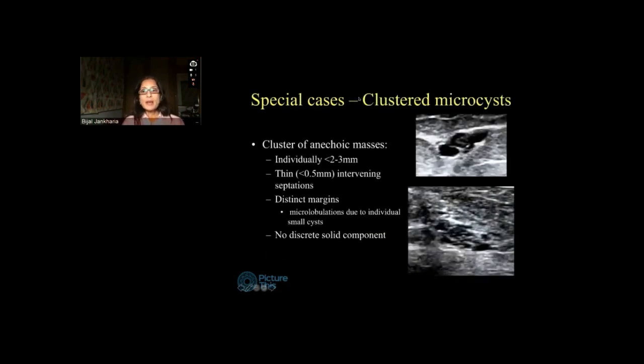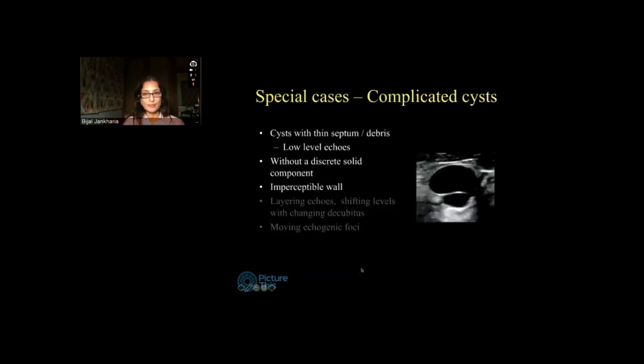Now this sometimes confuses us. Clustered microcysts. Where is this word used? It means a cluster of anechoic lesions. Most of them are less than 2 to 3 millimeters. We can get these thin intervening septae within, and we can get lobulated margins because these are all individual cysts together, but there is no discrete solid component.